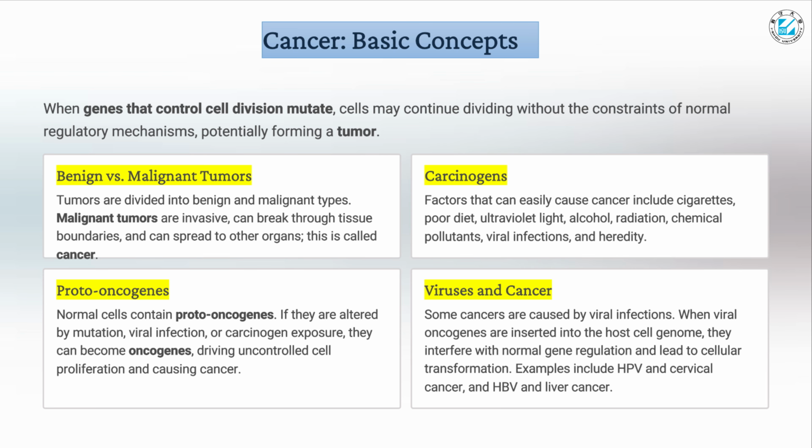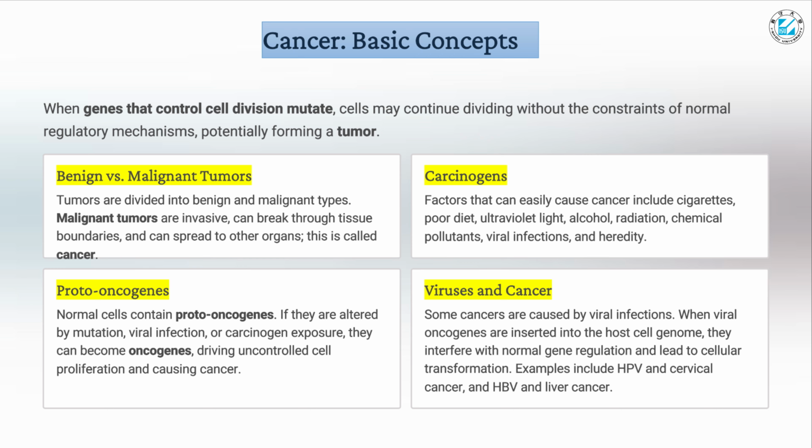Cancer begins when genes that control cell division become abnormal. Normally, cell division is tightly regulated. Cells divide only when needed, and a damaged cell may stop dividing or undergo apoptosis. However, when mutations occur in genes controlling growth and division, cells may continue dividing without normal regulation. This can lead to tumor formation.